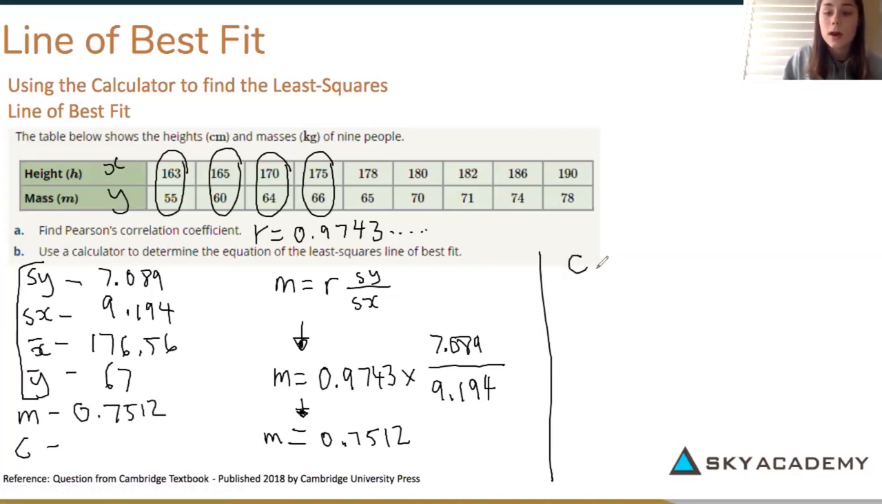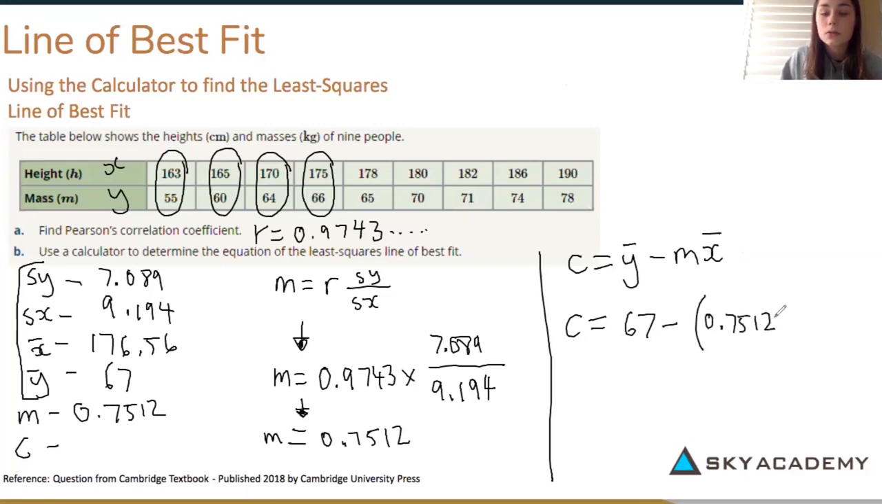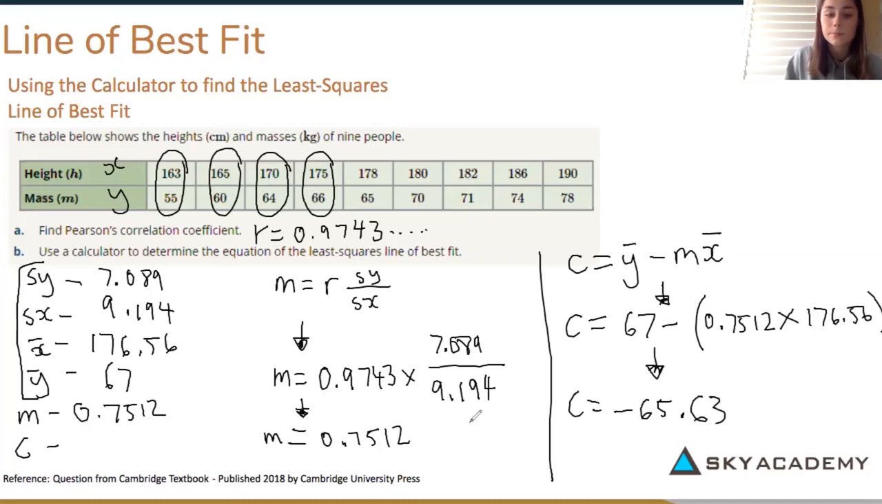If you remember, C is the y-intercept, and it equals the mean of y minus the gradient times the mean of x. So then C equals 67 minus 0.7512 times 176.56. And when you solve for that, you should get a value of negative 65.63.